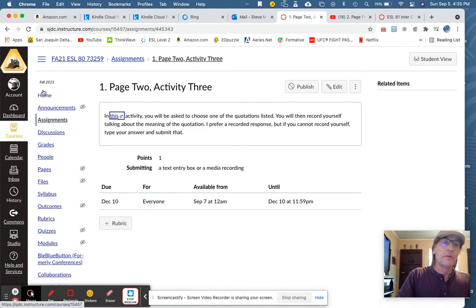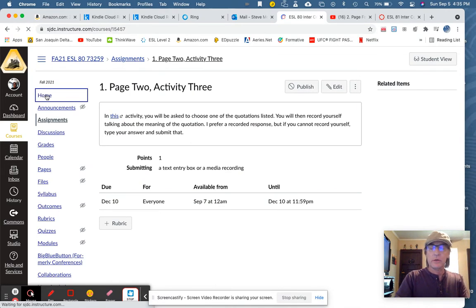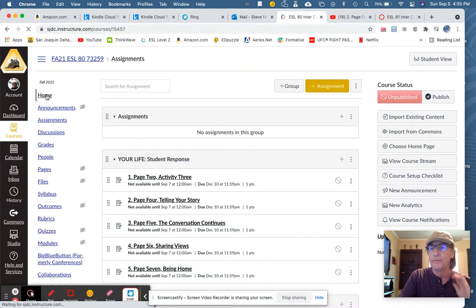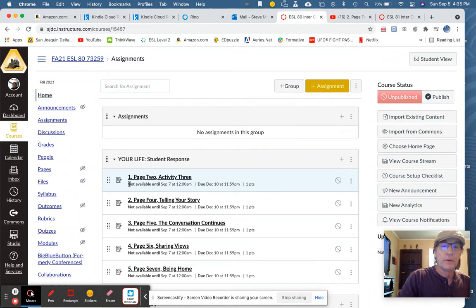Now, if I click on Home, the home page takes me to a list of the assignments for the semester. I just showed you activity number 1 or assignment number 1, page 2, activity 3. Now there may be different numbers here in the title, but pay attention only to this number. This is assignment number 1, assignment number 2, etc.